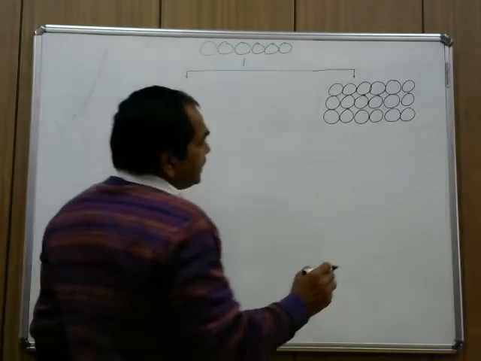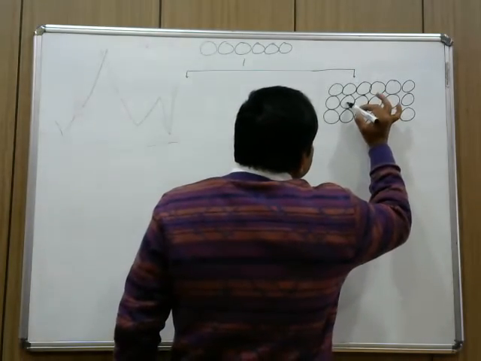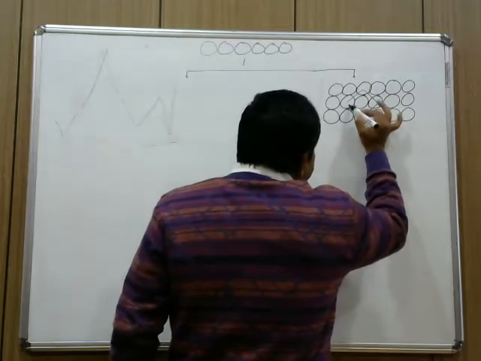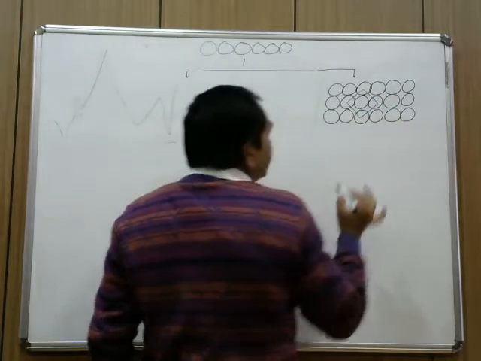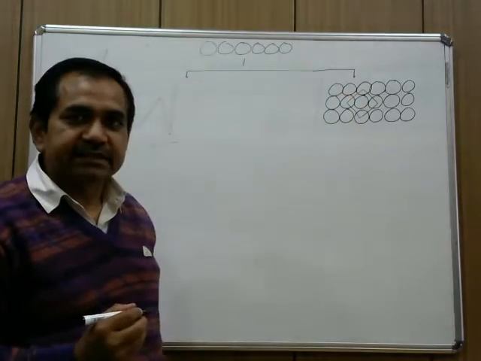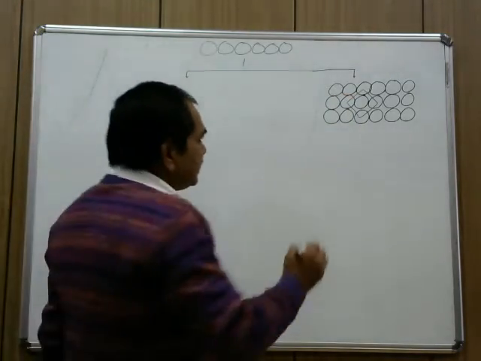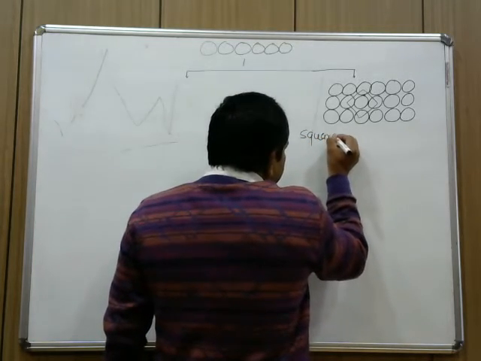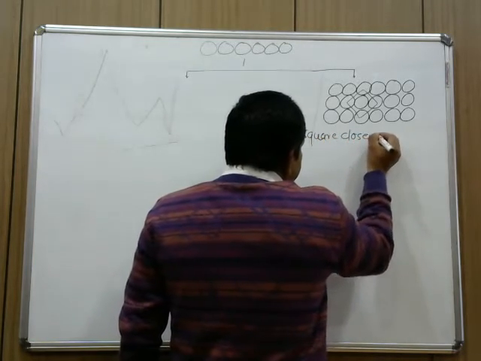In square close packing, each sphere touches four different spheres, and when the centers of these spheres are joined with each other, a square close packing is formed.